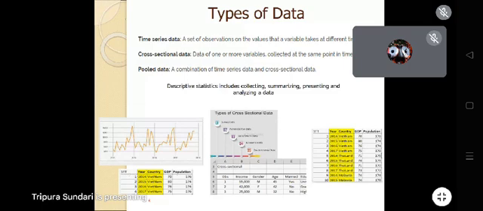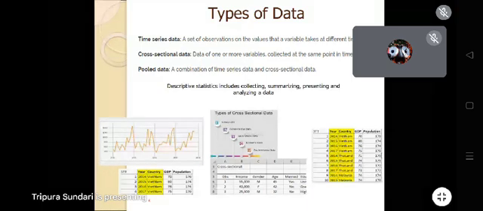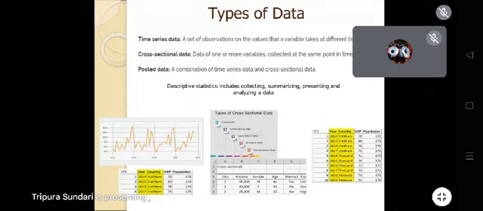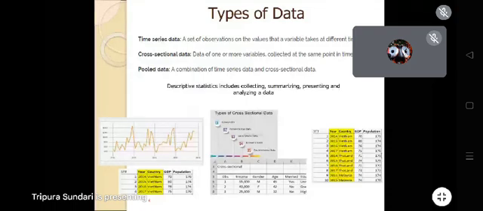Second comes the cross-section data. Cross-section data is nothing but data collected at a particular point of time across subjects. Data collected at a particular point of time across subjects. Very simply, if I want to put in words, you're entering into a doctor's clinic. There's a person sitting over there to collect the data on what is your name, your age, assuming that he's taking a BP also, and your weight.